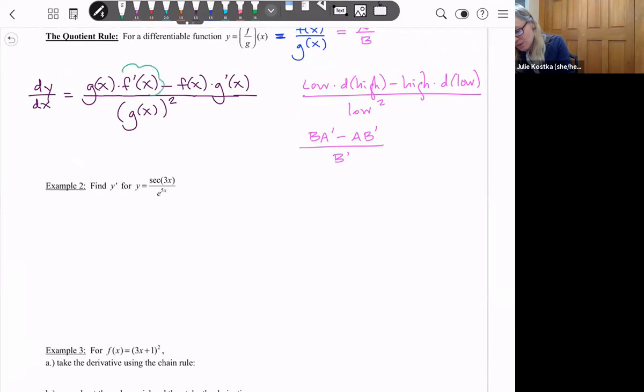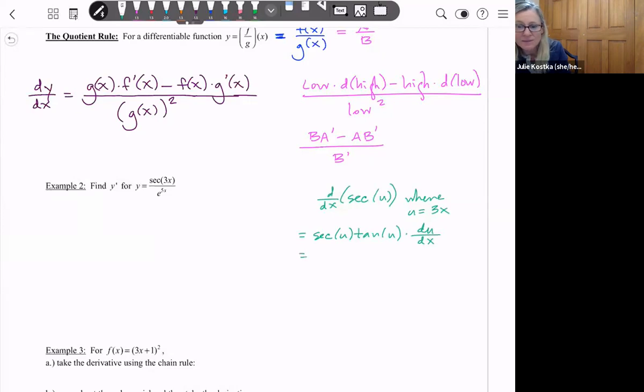Since we know that we're going to need these derivatives, let's go ahead and figure them out off to the side. I want to know what the derivative of secant of 3x is. So I'm going to think of this as secant of u, where u is 3x. The derivative of secant is secant times tangent times du dx. So let's plug stuff in. That du dx is just 3 here, so I'll put that 3 in the front. Secant of 3x, tangent of 3x. So now I have that derivative in hand.